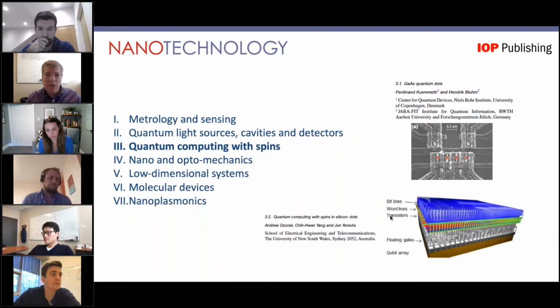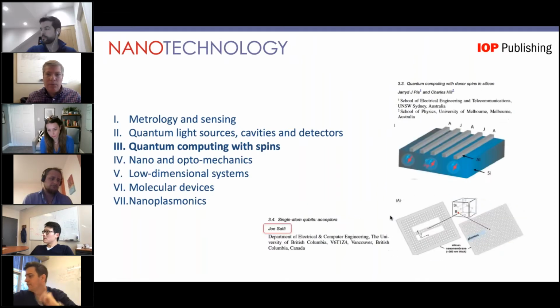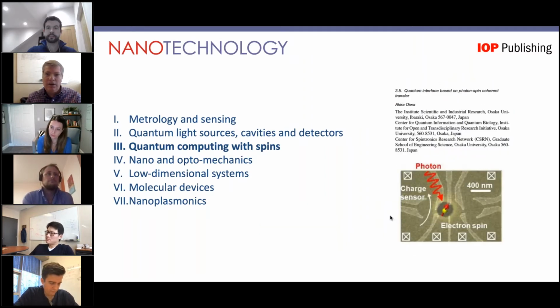So the first was on gallium arsenide quantum dots by Kumuth and Bloom from Germany and Denmark, and then quantum computing with spins in silicon quantum dots by Zurak, Yang, and Yoneda. They're from UNSW, and they're colleagues of Arne Locht. We also had contributions on quantum computing with donor spins in silicon by Pla and Hill, also from UNSW, and single atom qubits, focusing on acceptors by Joe Salfi, who of course is our speaker today, and I'll introduce him in a minute. And then finally, we had a contribution on photon spin interface by Akira Oiwa from Osaka, Japan.